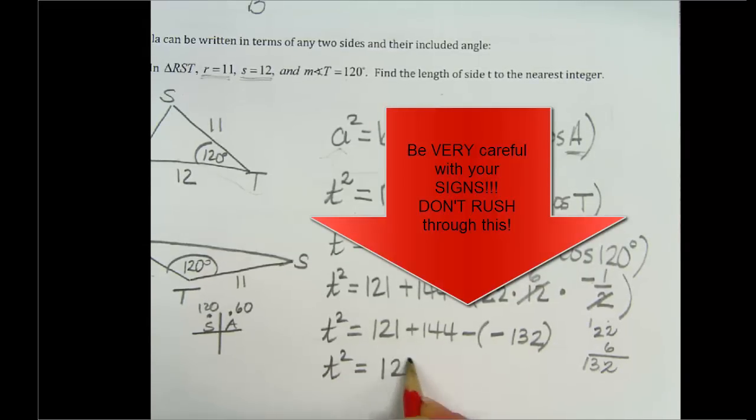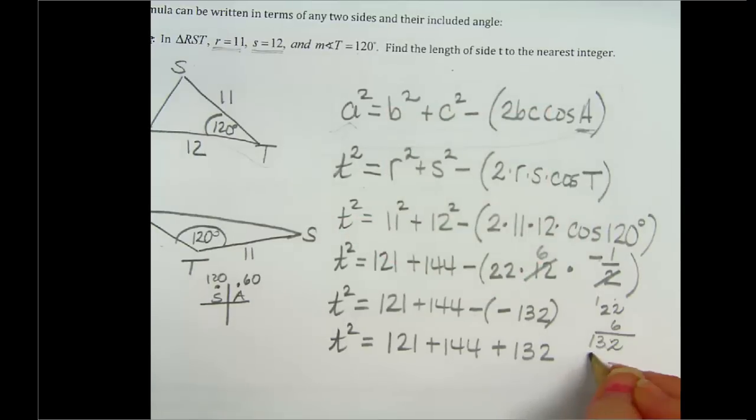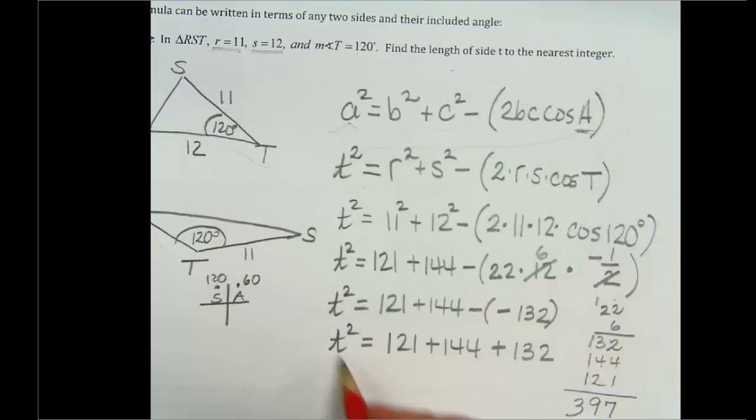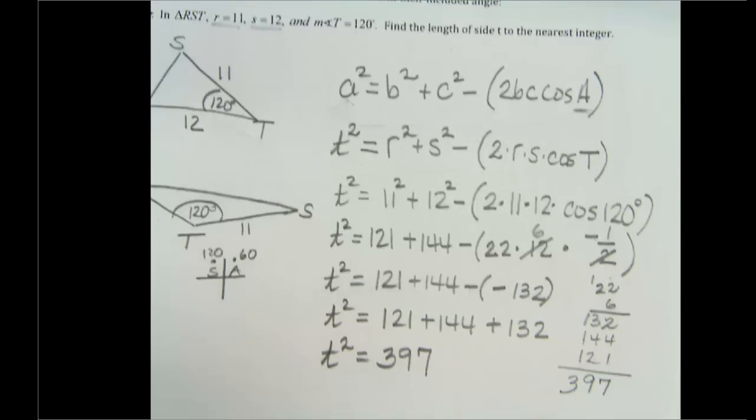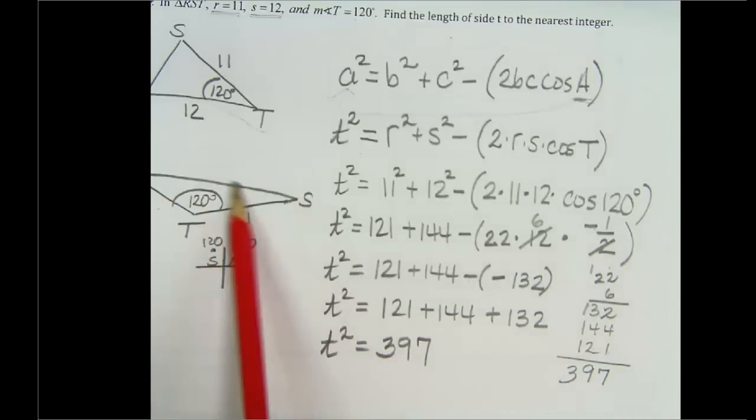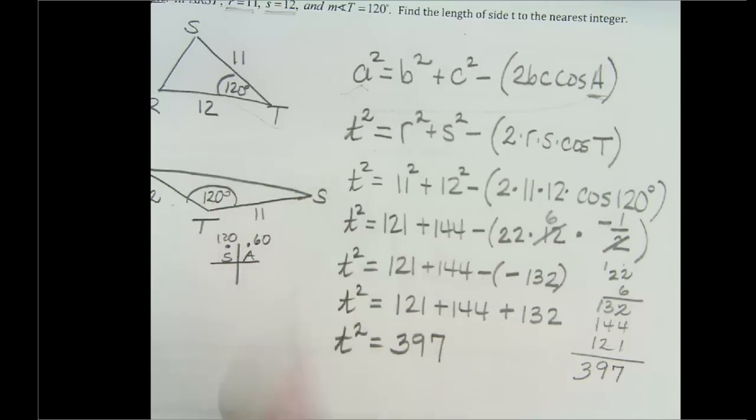So we have 121 plus 144. Subtracting a negative is adding 132. We can add those up off to the side. If this is a non-calculator problem, which it will be, 2 and 4 is 6, plus 1 is 7. 3 and 4 is 7, plus 2 is 9. 1, 2, 3. So t squared is 397. We want to know the value of side t, the length of side t.